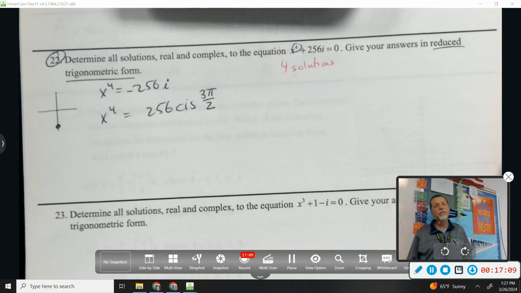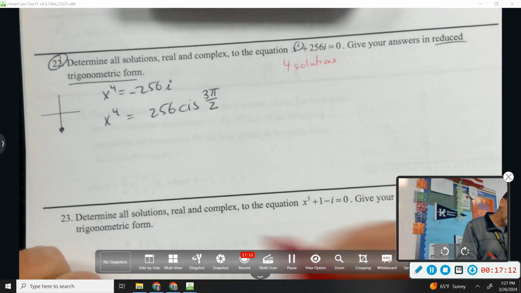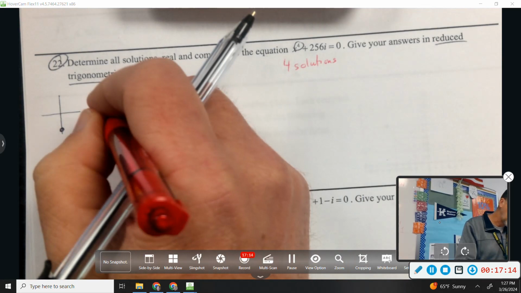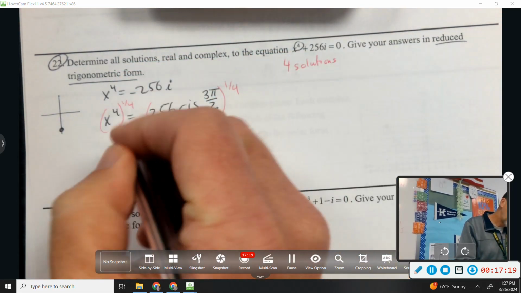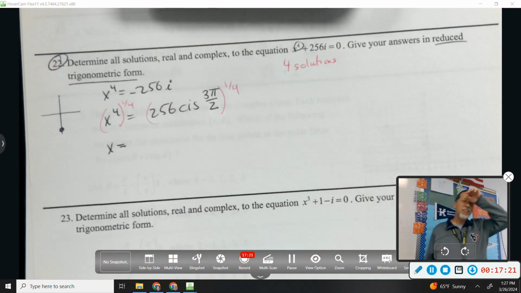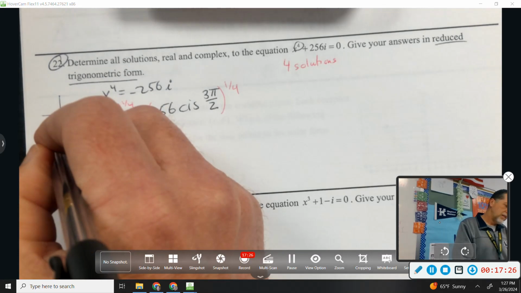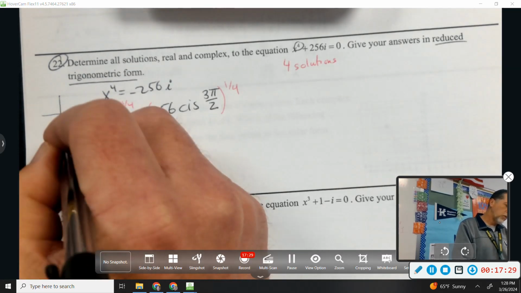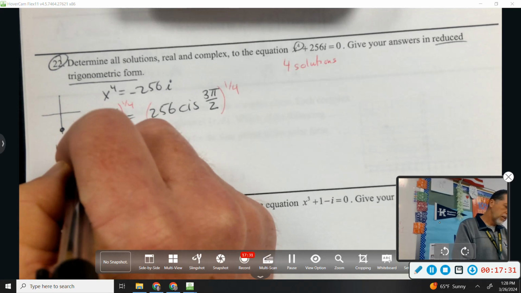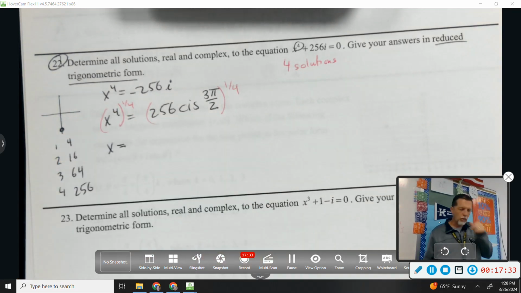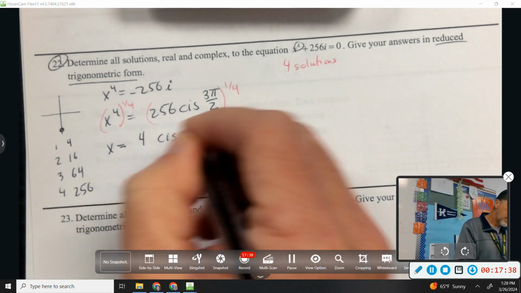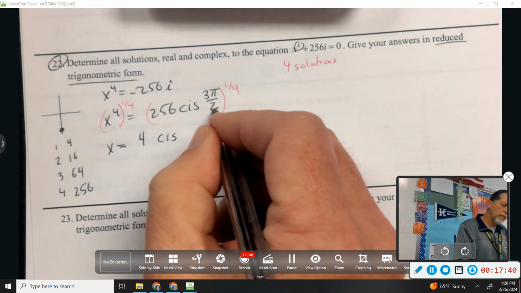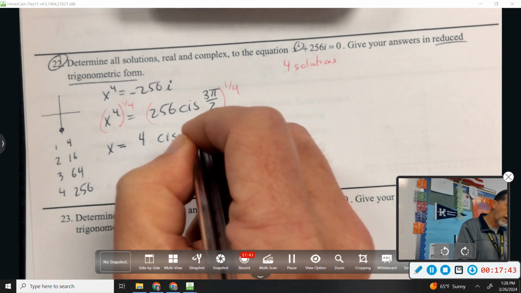Again, you have to convert it to trig to do the math, and then sometimes we have to convert it back. Other times, like this one, we're okay. So 256 to the 1/4. Let's see, 4 to the 4th. 4 to the 1st is 4. Yeah, so the 4th root of 256 is 4. And then 3 pi over 2 times a 4th would be 3 pi over 8.